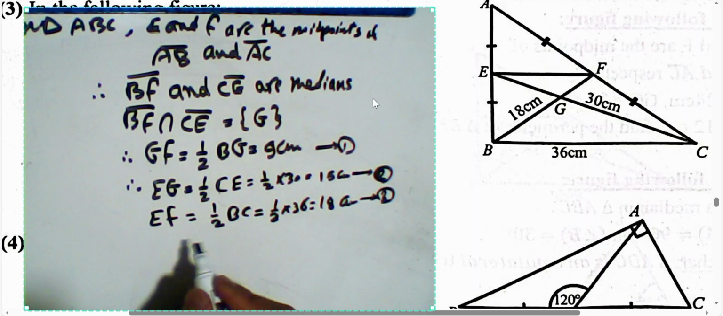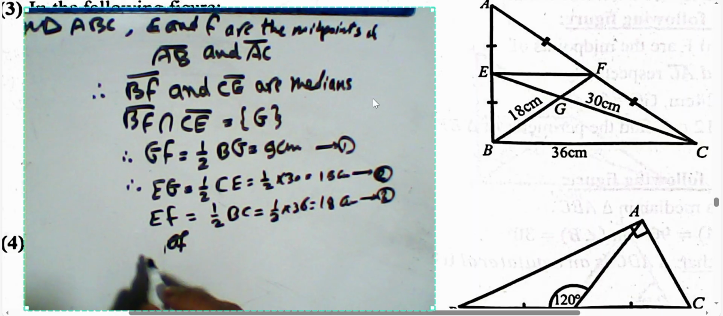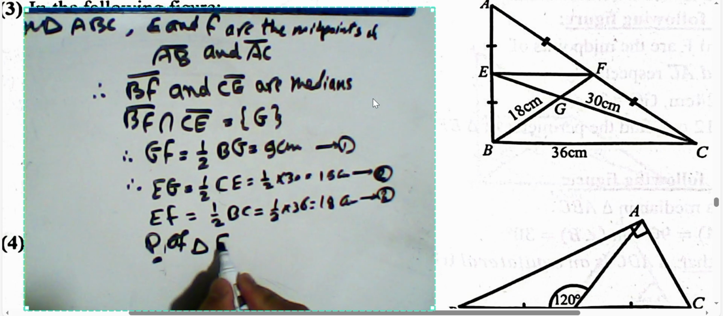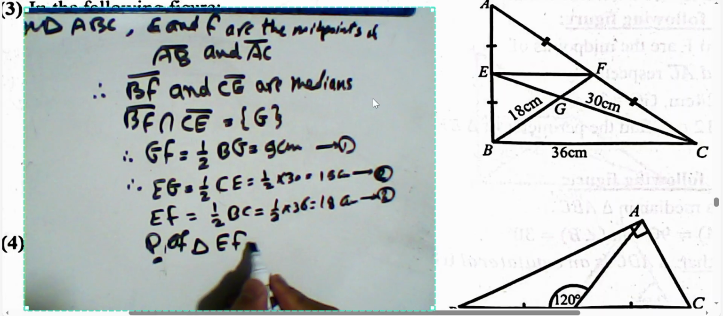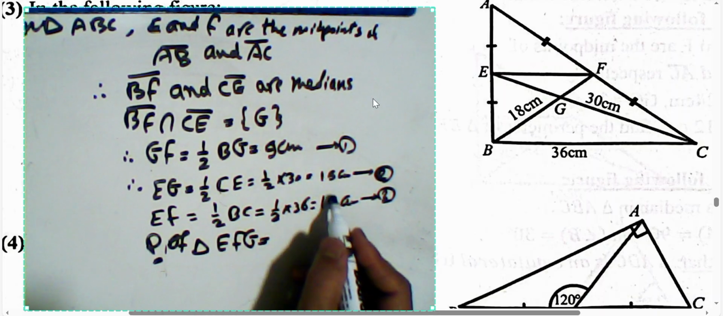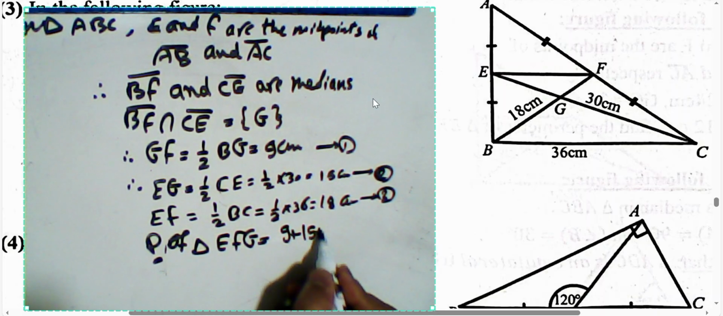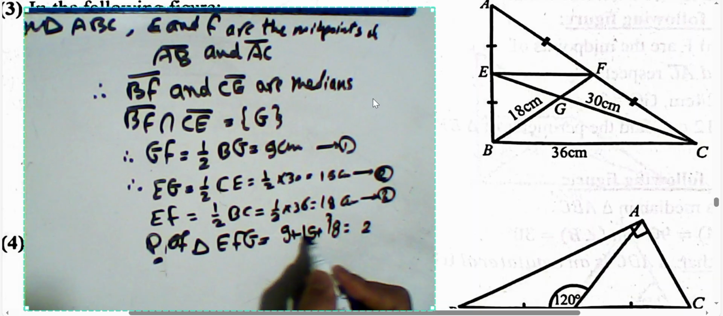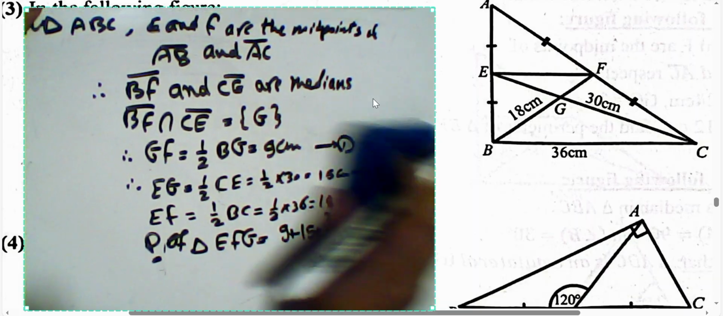From 1, 2 and 3 we can identify the perimeter. The perimeter of triangle EFG we can collect together: 9 plus 15 plus 18. 8 plus 5 is 13, 13 plus 9 is 22, write 2 and carry up 2. 2 plus 1 is 3, 3 plus 1 is 4. It will be 42 centimeters.